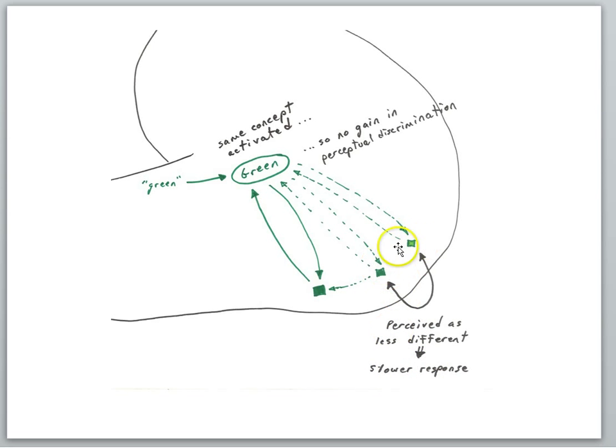So because the two here are activating just one concept, green, then the language system is not helping to discriminate those two, and as a consequence, this task is slower. People are slower performing this task than when the stimuli are in two different color categories.